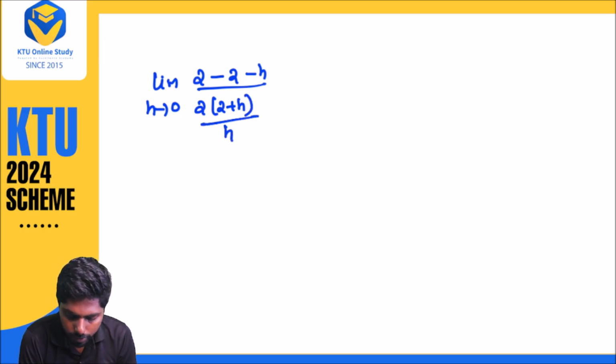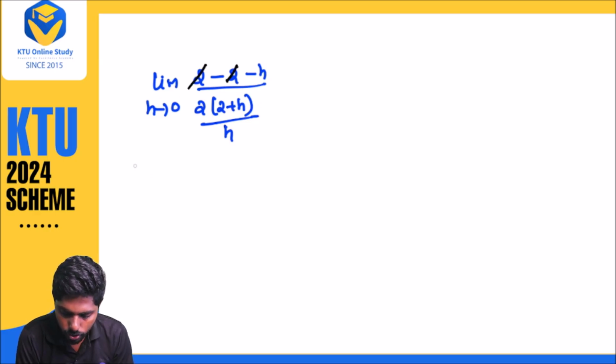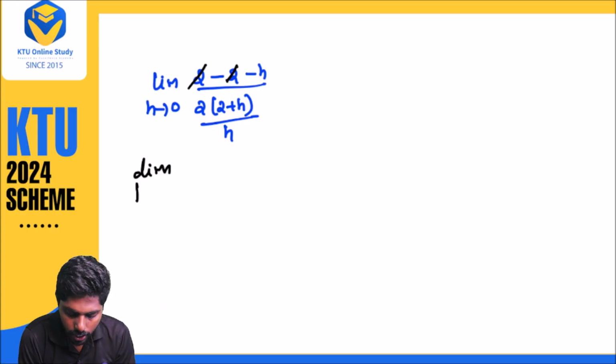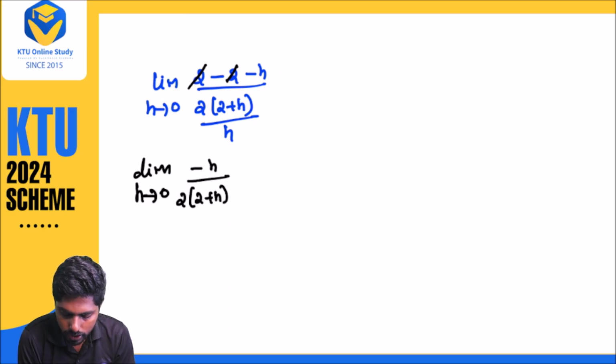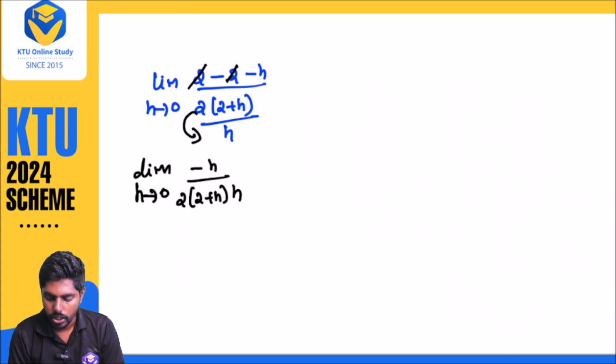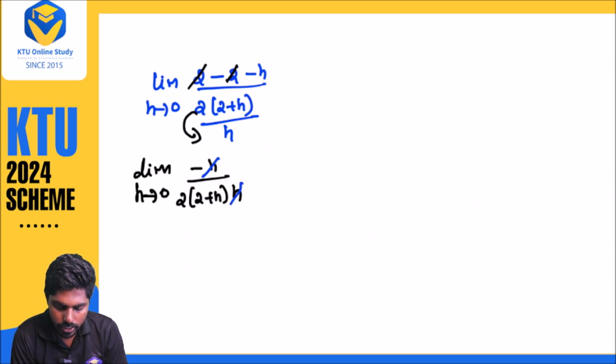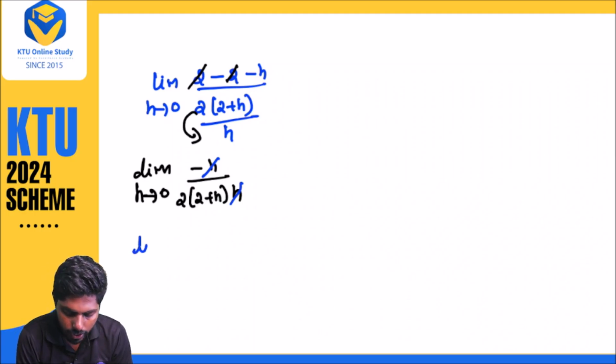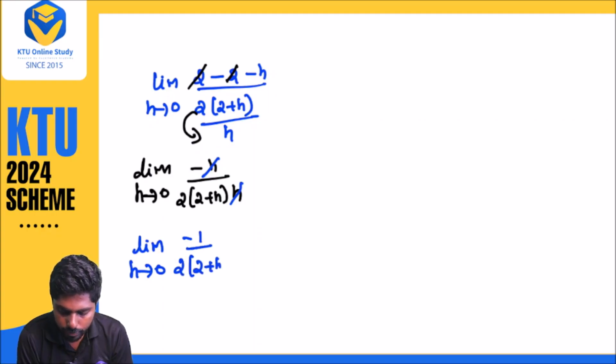So how can we simplify? Now if you see, this minus 2 plus 2 will be cancelling. So it will become limit h approaches 0 of minus h divided by 2 into 2 plus h. This is the denominator, so both are in the denominator. So we can write 2 plus h into h. What will happen? This h and this h will be cancelling. So we will be getting limit h approaches 0 of minus 1 divided by 2 into 2 plus h.